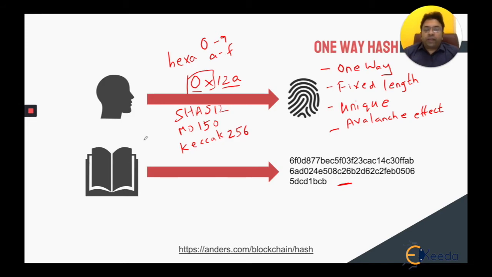Now, we have completed cryptography. Just as a recap, we saw cryptography as a secure communication mode, which has three methods. One is symmetric key cryptography, another is asymmetric key cryptography, and the third one is keyless cryptography, or one-way hashing. Symmetric key cryptography does encryption and decryption with the same key.